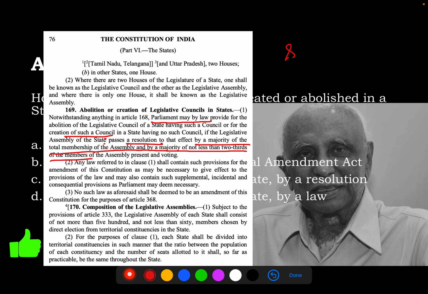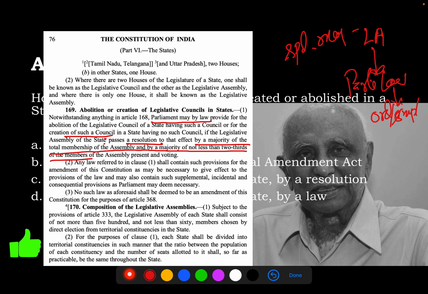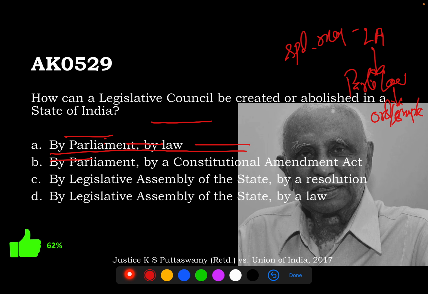So the special majority is required in the Legislative Assembly of the state, and after that the Parliament makes a law. So obviously when the Parliament makes a law, that will be an ordinary law. That means by simple majority it will be done. So this is how it takes place. So anyway, the correct answer will be by Parliament by law.